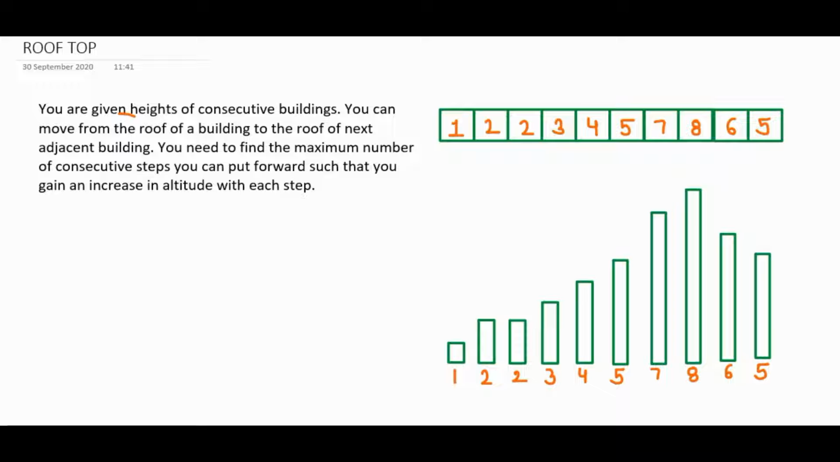So let's take an example and understand what the question is saying. You are given the heights of buildings. This is an array which is representing the heights of the buildings. What we have to do is find the maximum number of consecutive steps. There are consecutive steps that we have to take from one building to another, and we have to find the maximum number of steps that we can take consecutively such that there is always an increase in altitude.